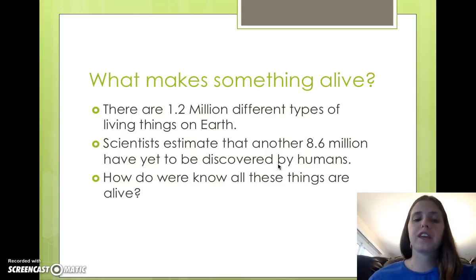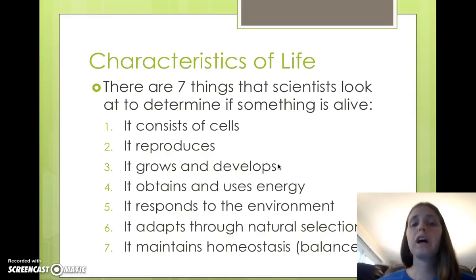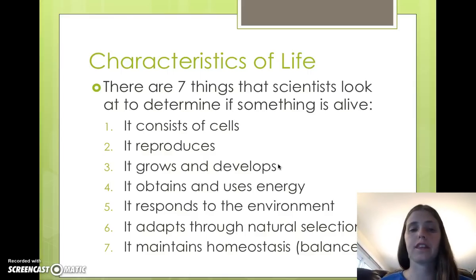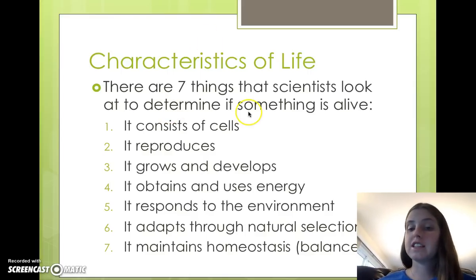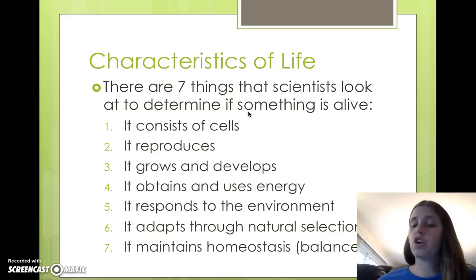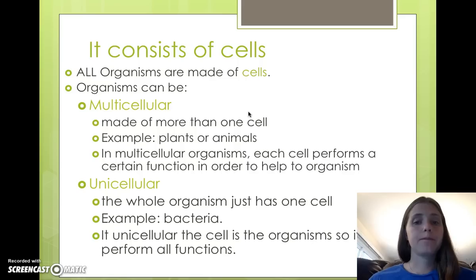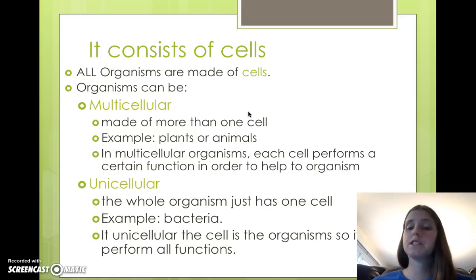So how do we know that things are alive? Well, there are 7 characteristics of living things. The first is that it consists of cells. The second is that it reproduces. Then it grows and develops. It obtains and uses energy. It responds to the environment. It adapts through natural selection, that's also known as evolution. And it maintains homeostasis, or balance. So, it consists of cells.